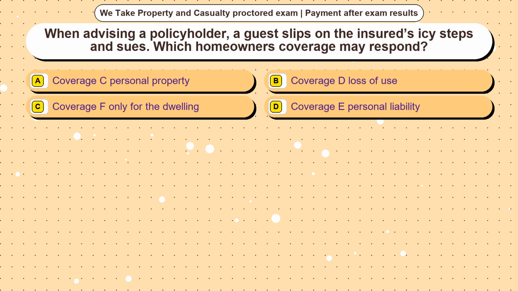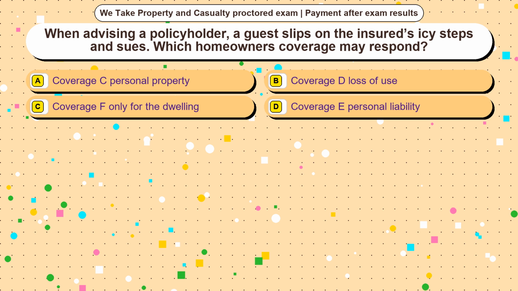Question 10. When advising a policyholder, a guest slips on the insured's icy steps and sues. Which homeowner's coverage may respond? Option A, coverage C, personal property. Option B, coverage D, loss of use. Option C, coverage F, only for the dwelling. Option D, coverage E, personal liability. The correct answer is option.